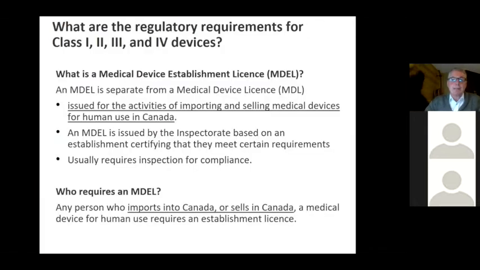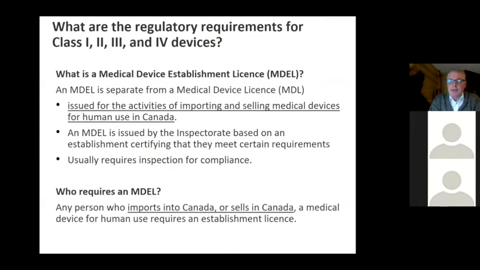What is a medical device establishment license? So an MDEL is not the same as a medical device license, which is what you apply for to be able to market an individual product. An MDEL is actually issued for the activities of importing and selling medical devices that are for human use in Canada.